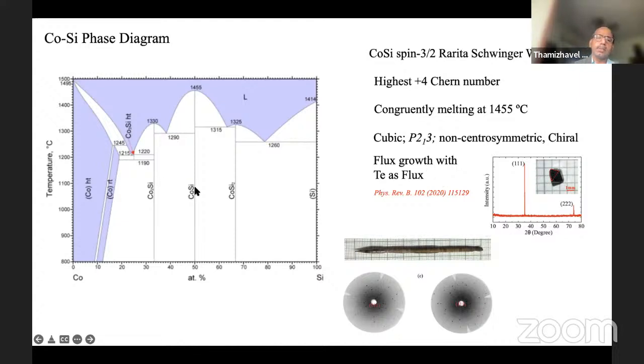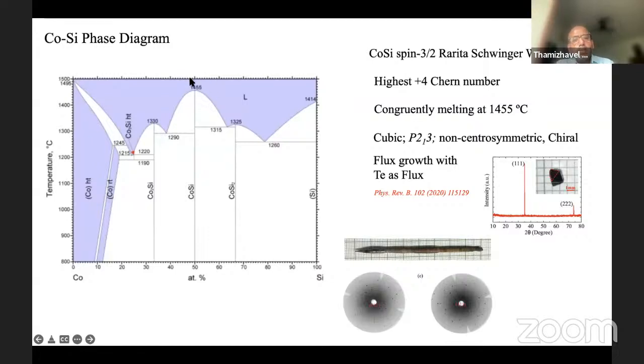And see, this has been grown using a third element, tellurium, as a flux. Sometimes using this kind of third element as a flux also incorporates some defects or some impurities inside the crystals. So it is always better to grow the crystals from the stoichiometric melt or from a self-flux, because in this case of cobalt silicon, it has a high melting point, and you can see that it is congruently melting. It congruently melts at around 1450 degrees centigrade.